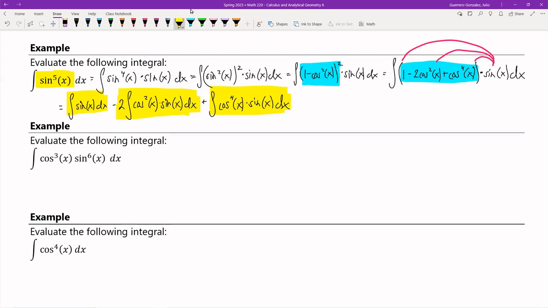Okay, so if you solve this out, you should get negative cosine x plus 2 cosine cubed x over 3 minus cosine 5x over 5 plus C. And we're done. This is our final.